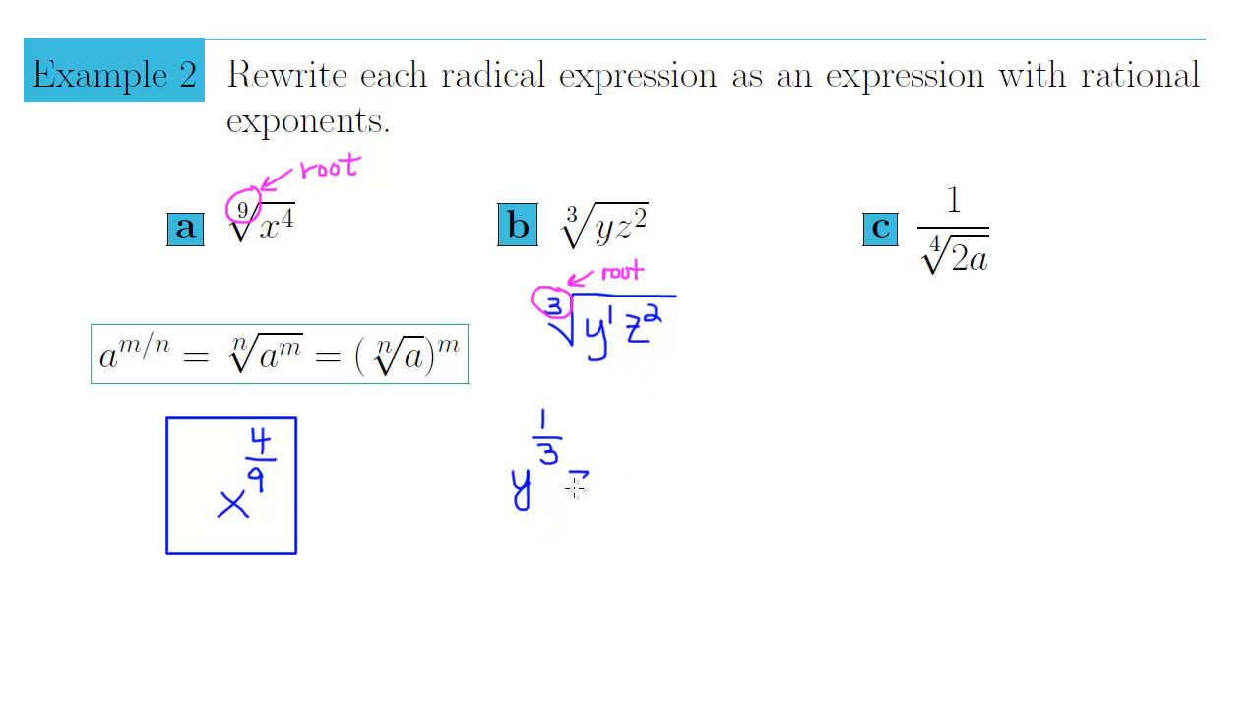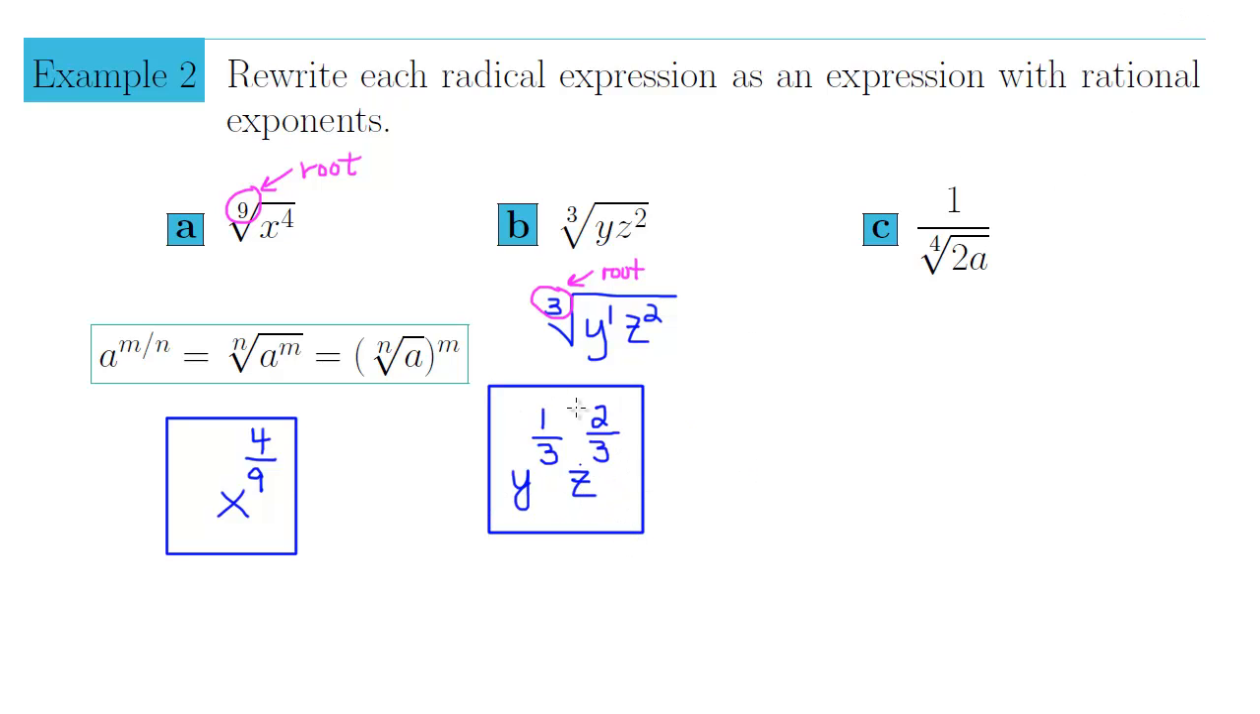And then let's take the base z. And again, it has a fractional exponent. The power on z is 2 and the root is 3. That always goes in the denominator. So the expression cubed root of yz squared is equivalent to y to the 1/3, z to the 2/3. See that?